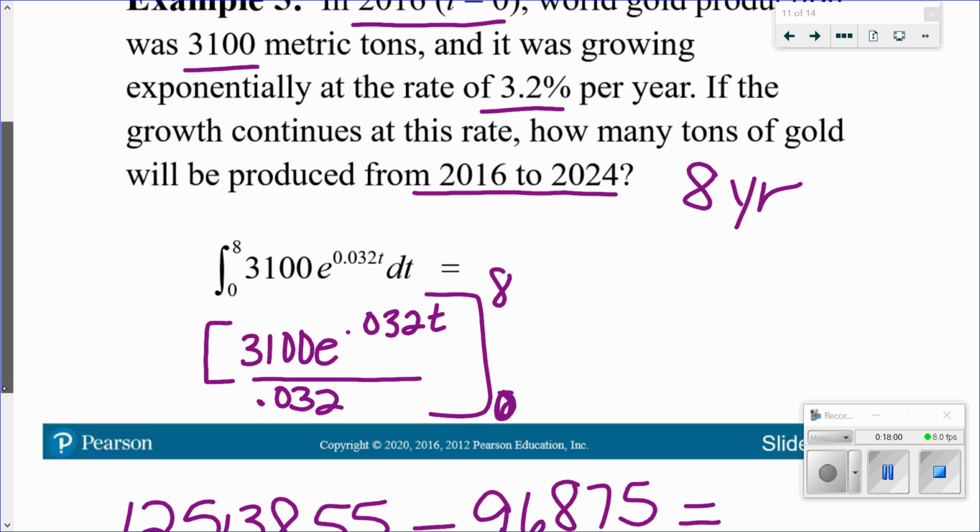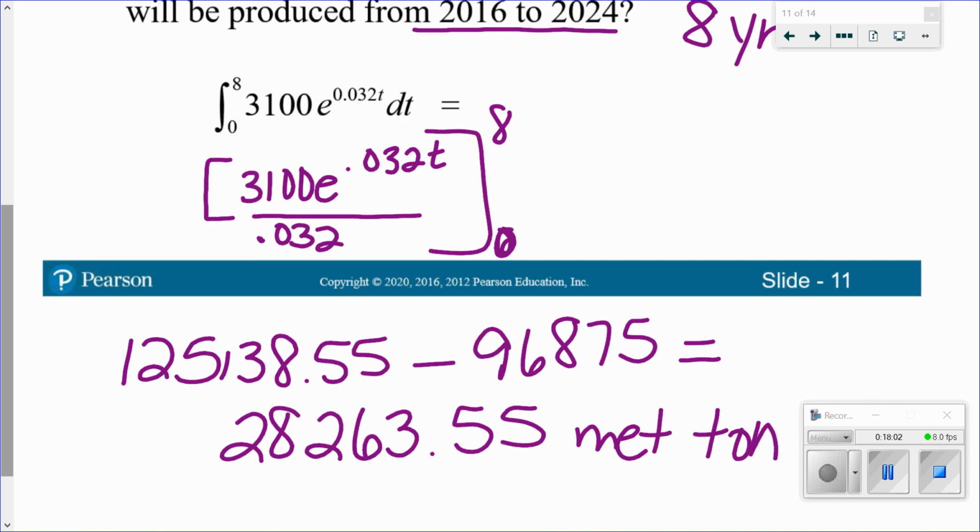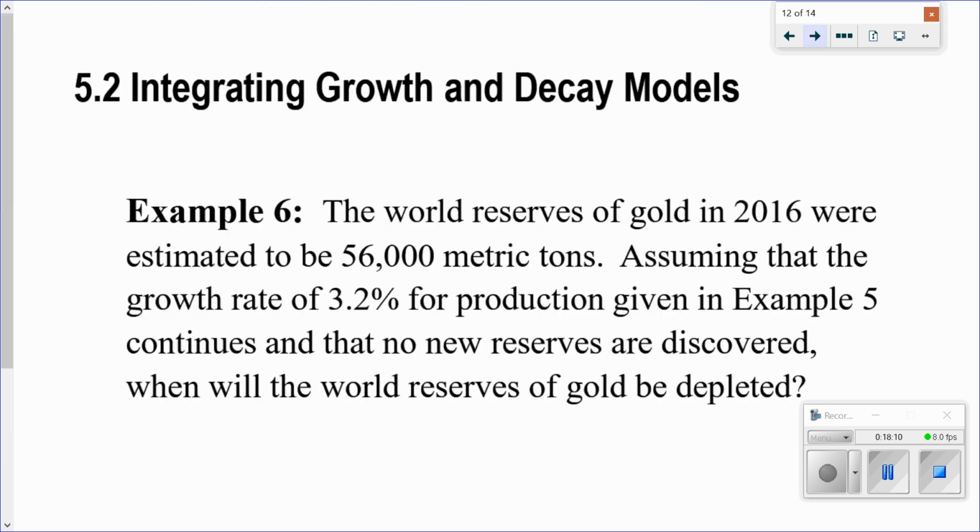Okay, so that's one way we're going to use that consumption of resources. Again, it is the exact same thing that we did for the accumulated future value problem. Okay, and here's our last one. The world reserves of gold in 2016, remember that's going to be the beginning of our time. So that's all that we have, 56,000 metric tons. That's all the gold in the whole world, unless we find some more. Okay, we still have the same growth rate.